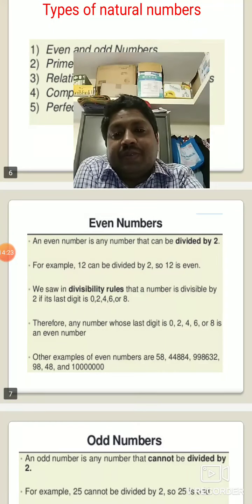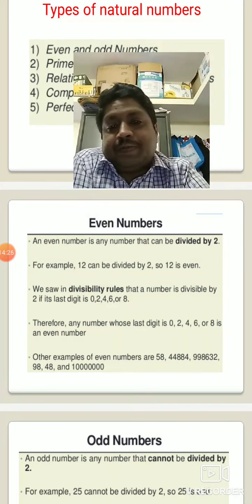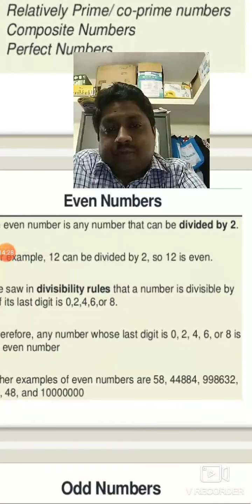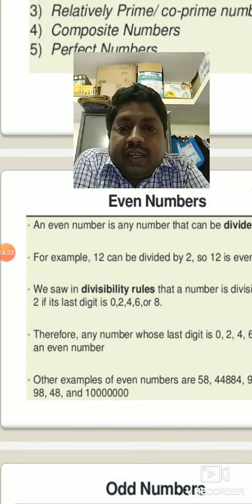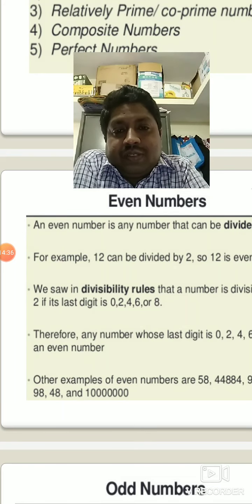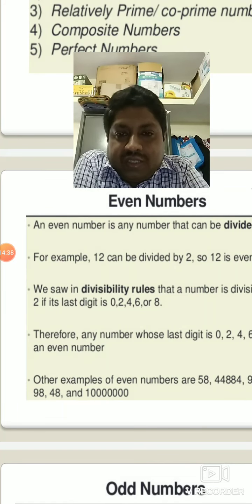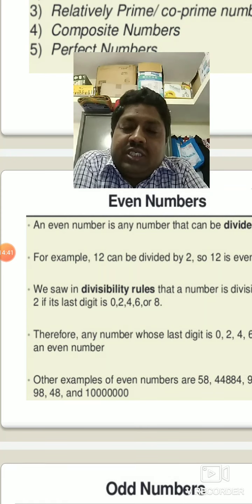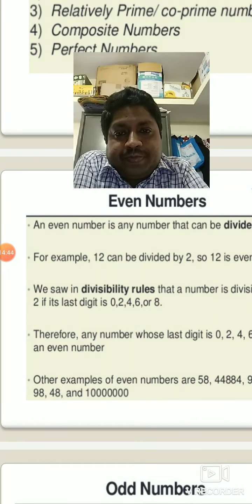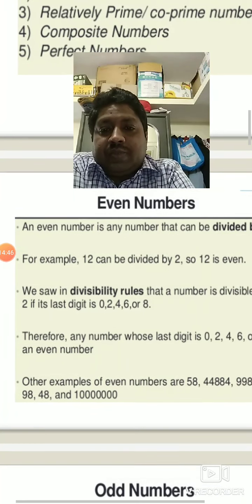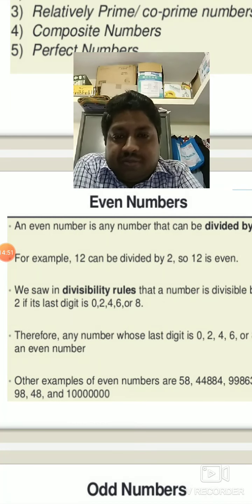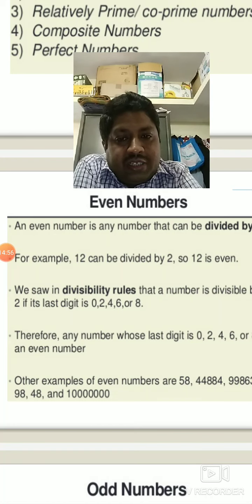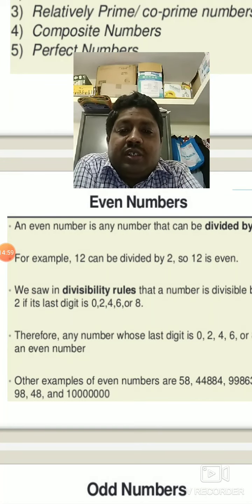First of all, we'll take even numbers. What are even numbers? See, children, even numbers, you know that anything divisible by 2. For example, 2 is divisible by 2, 4 is divisible by 2. Any number which is divisible by 2 is called an even number. Here it is given: an even number is any number that can be divided by 2. Example, 12 can be divided by 2, so 12 is even. How many times? 6 times.